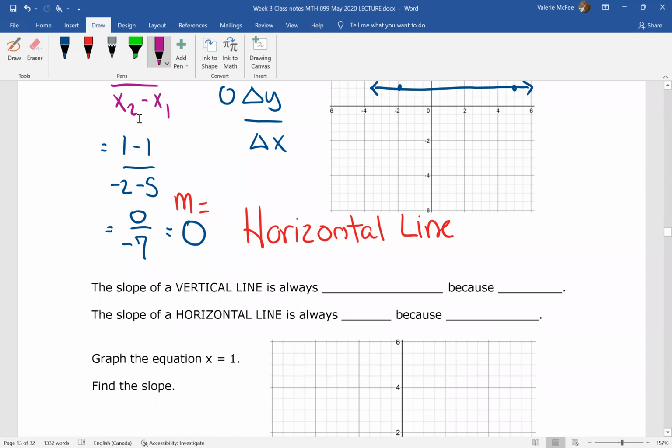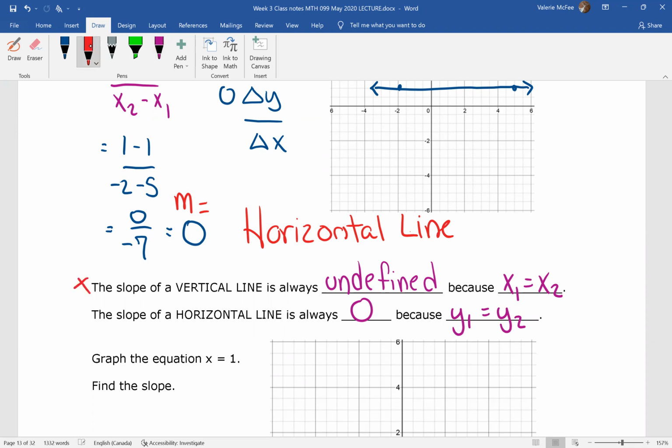The slope of a vertical line is always undefined because x1 equals x2. The slope of a horizontal line is always 0 because y1 equals y2. You need to memorize this. I just remember that the horizontal line is 0 because of the O. You can use whatever trick you need to memorize it.